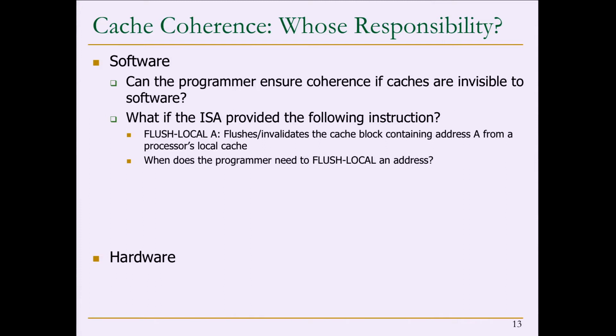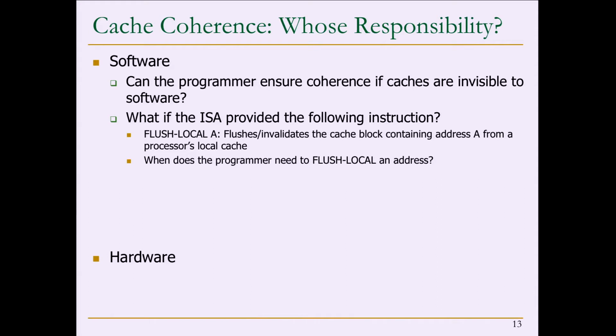Well, I will go through this relatively quickly. You really need some more thinking to really understand the issues over here. But what if the instruction set architecture provided the following instruction? Flush local A. And this instruction flushes or invalidates the cache block containing address A from a processor's local cache.